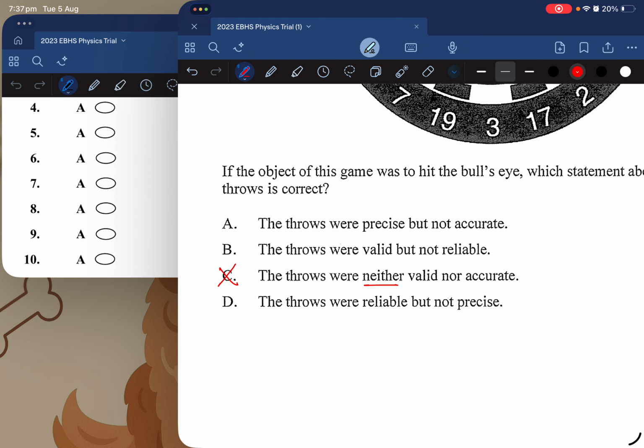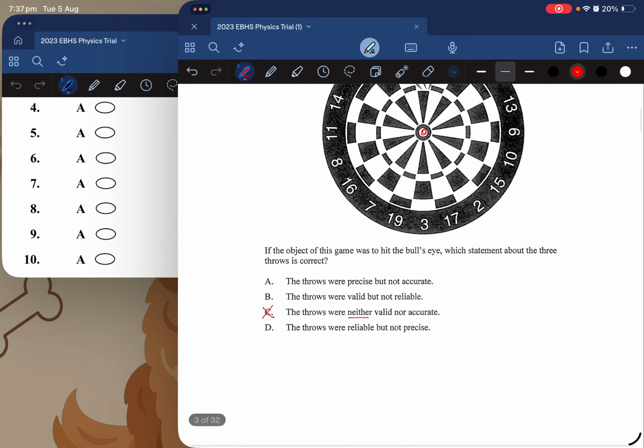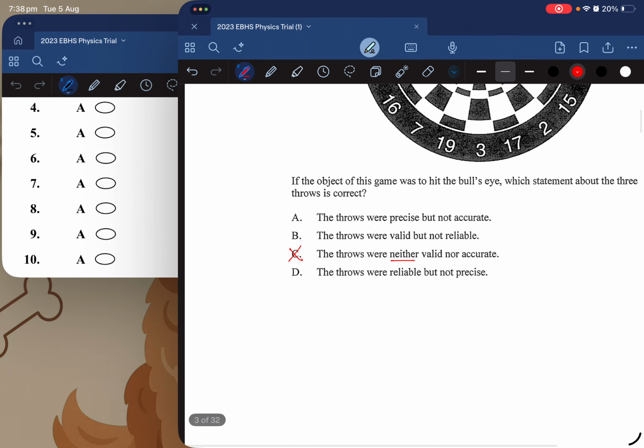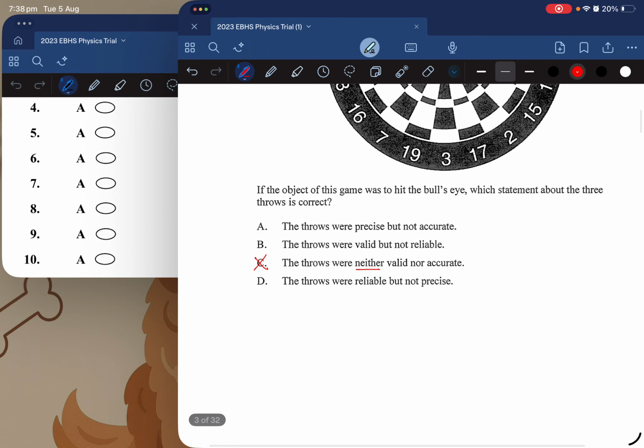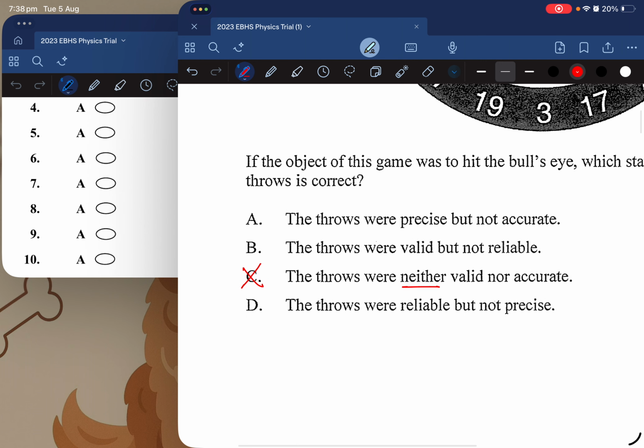Next, let's look at A, B, and D now. The throws were precise but not accurate. Well, the object of this game was to hit the bullseye, so that's what you want to look at. The throws were valid but not reliable. And the throws were reliable but not precise. Hey, it's contradicting, right? We have precise in the same sentence twice, and we also have reliable here, so we can't cross out anything.